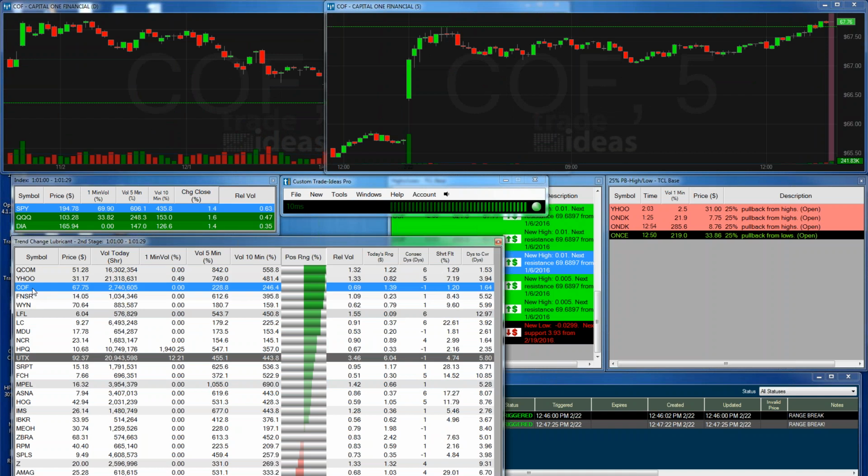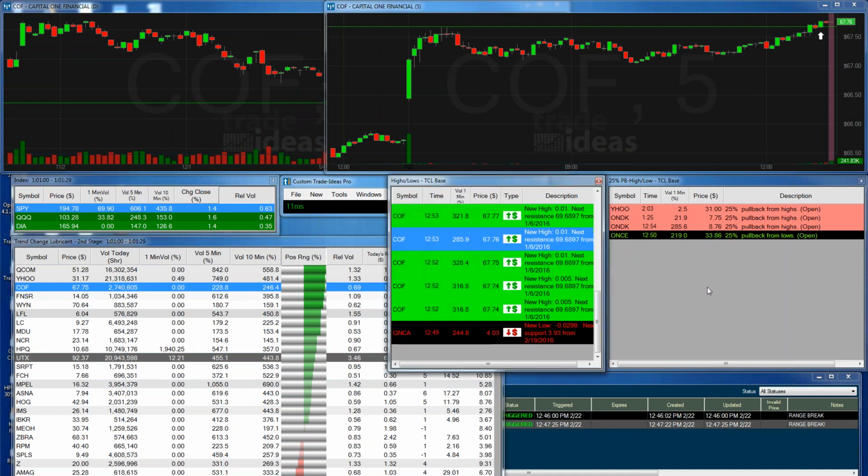And so that's a good time to show you the other two windows that I curtailed around the trend change lubricant. TCL base here, TCL base here. This one over here is looking at all of the stocks on that list and telling me when they're taking 25% pullbacks either from the top or the bottom. Really good time to take a look at a stock is when it's doing that. And then this one is just simple highs and lows, right?